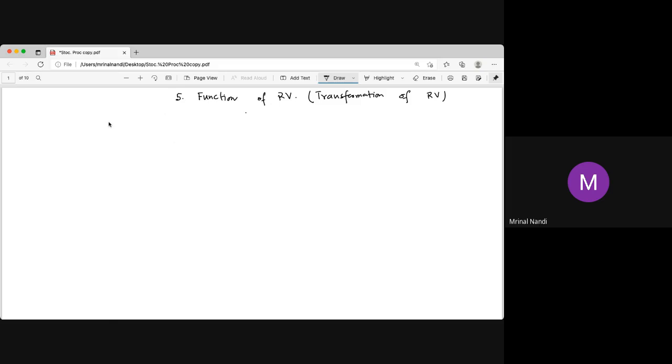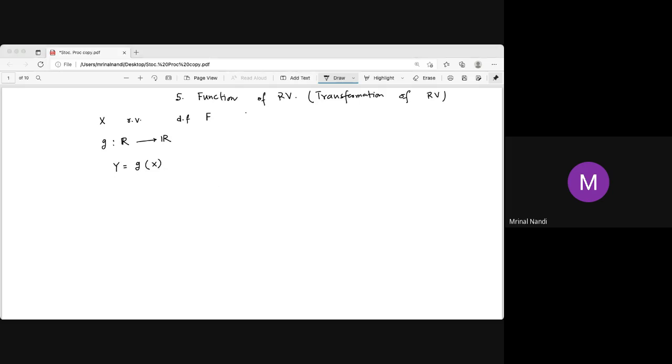So let X be a random variable with some distribution function F. It may be discrete, it may be continuous, whatever, and g is a function from R to R, say g(x) equal to x squared, or maybe sin x, whatever. This is a function from R to R. Then the question: if I take Y equal to g(X), is this Y a random variable?